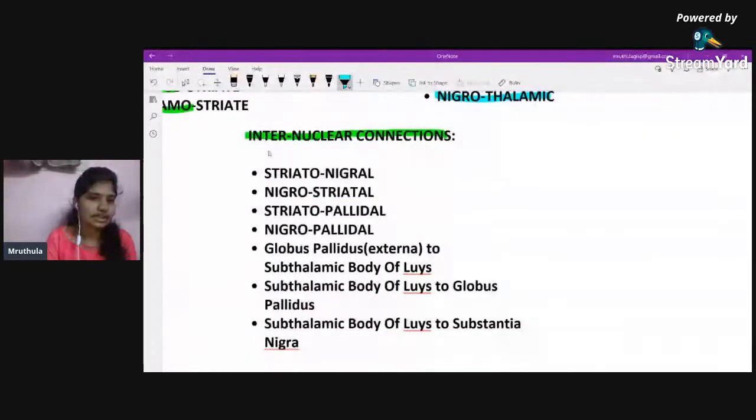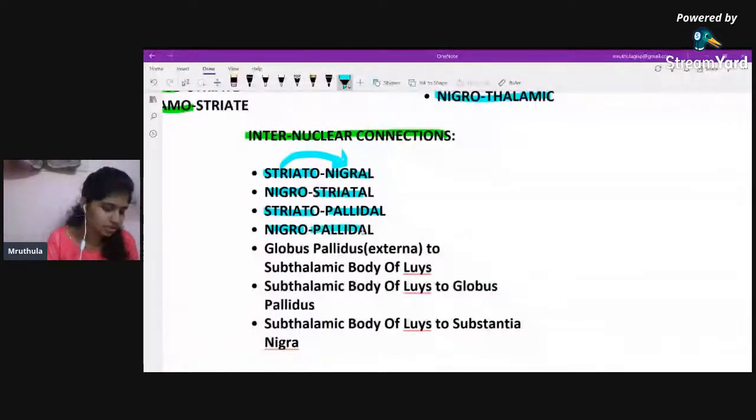Now we have internuclear connections, right? As I read the names, you can understand yourself which connection is connecting which two parts of the basal ganglia. So striatonigral means the fiber goes from the striatum to the substantia nigra, right? So that's one thing. Then opposite, if it comes from the substantia nigra to striatum, then we call it nigrostriatal. Third one is striatopallidal. So striato means from the striatum it goes to the globus pallidus. The nigropallidal is coming from substantia nigra, it goes to globus pallidus.